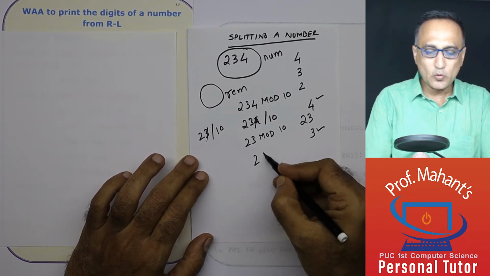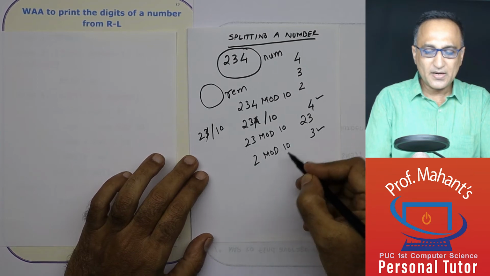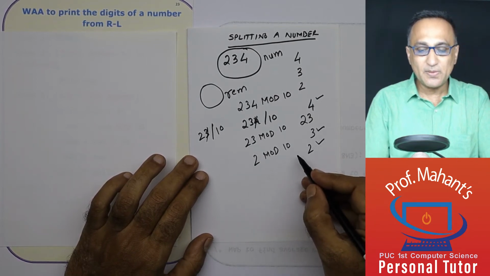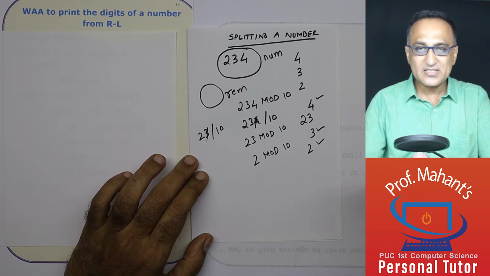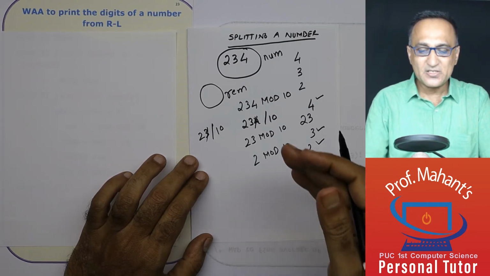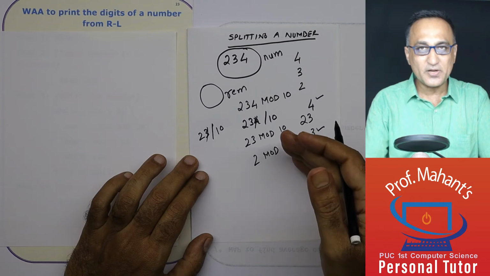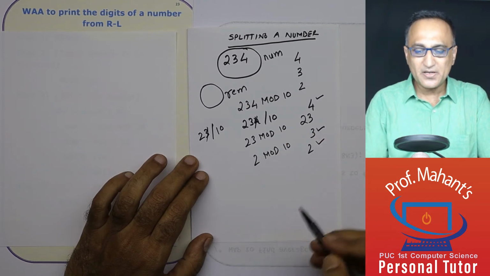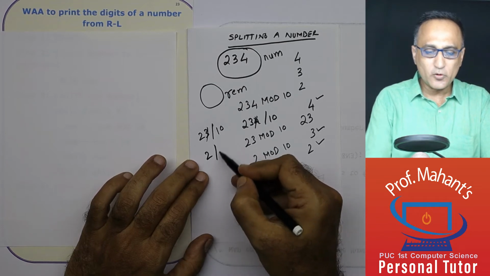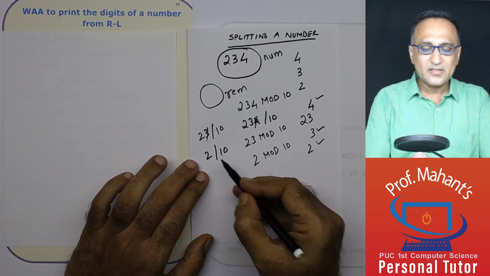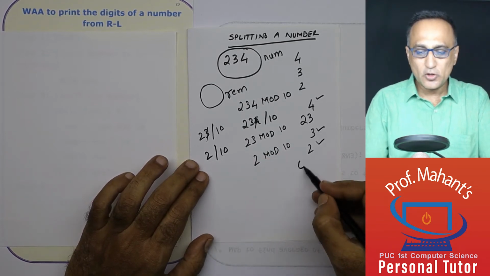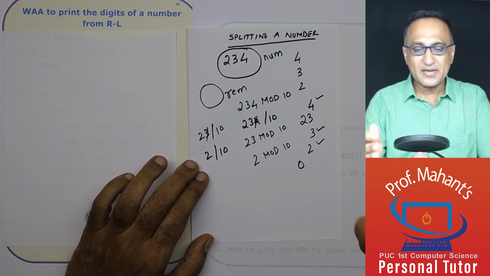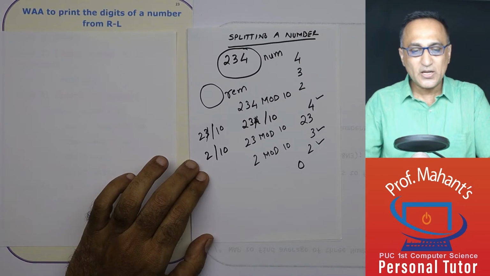Now if I do 2 mod 10, the remainder is going to be 2 because 2 is not divisible by 10. So the remainder is the number itself. Any number which is lesser than the number it has to be divided by happens to be the answer itself. So now the number is 2. Again, if I do 2 divided by 10, the quotient is going to be 0.